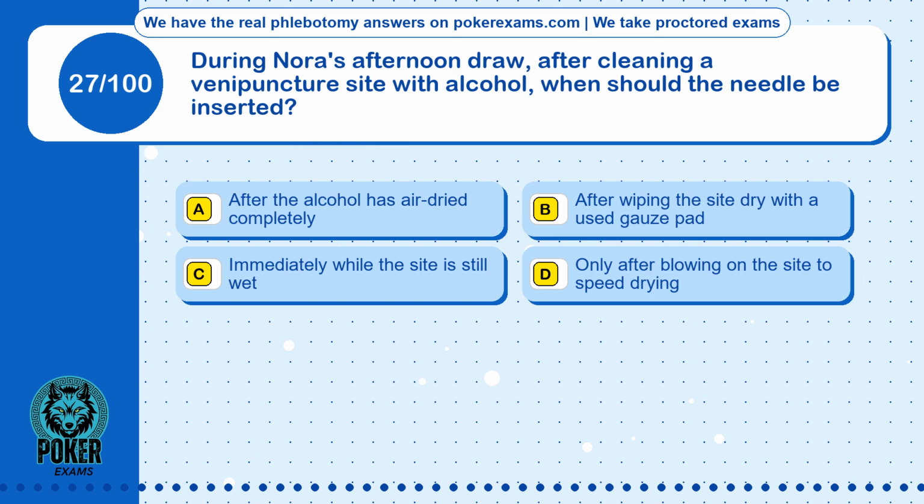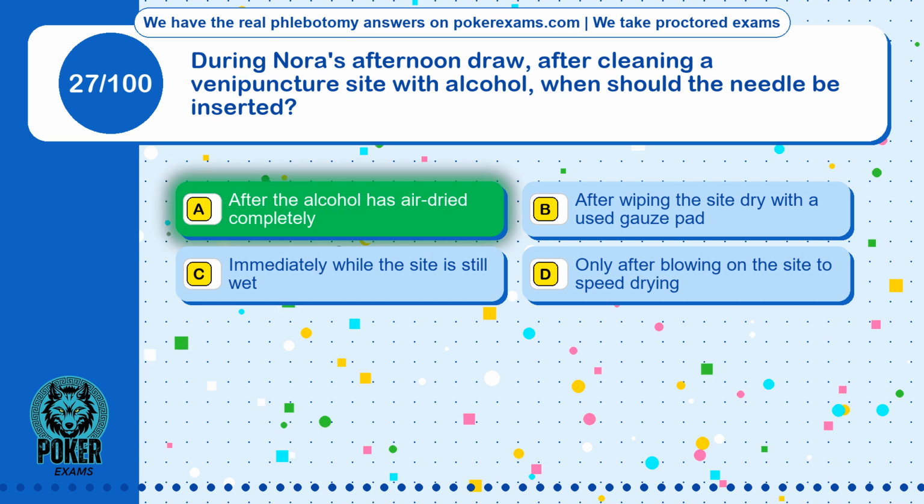Question 27. During Nora's afternoon draw, after cleaning a venipuncture site with alcohol, when should the needle be inserted? Option A. After the alcohol has air dried completely. Option B. After wiping the site dry with a used gauze pad. Option C, immediately while the site is still wet. Option D. Only after blowing on the site to speed drying.